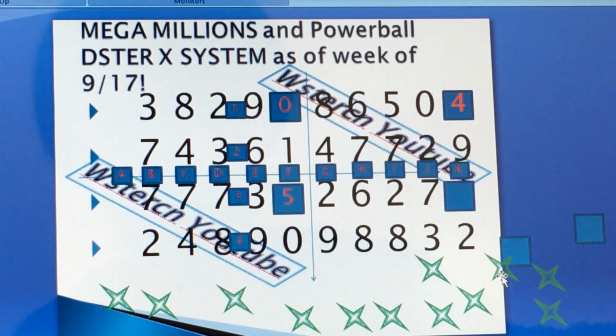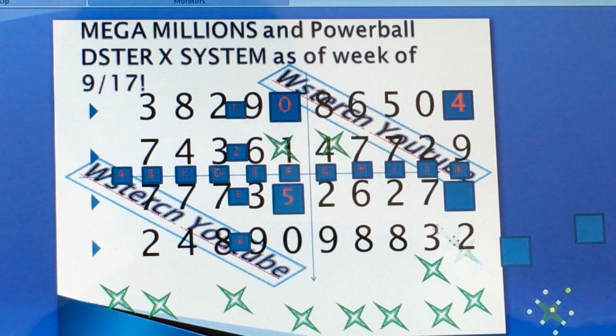Now 14, let's see where the 14 are. Now, as you can see, this center spot has been very hot. Now 14 came twice, so one for the white ball, one for the mega ball. So I'm going to do it at the same time.